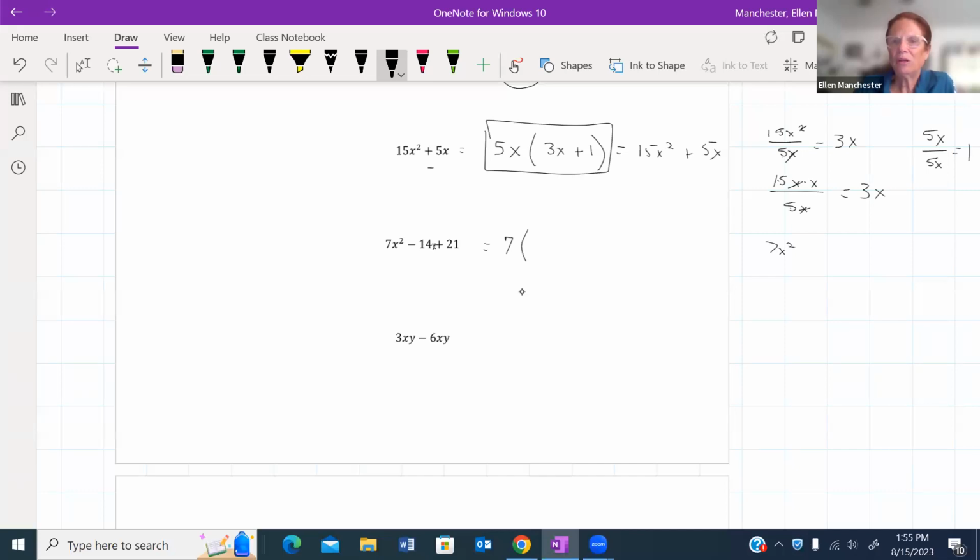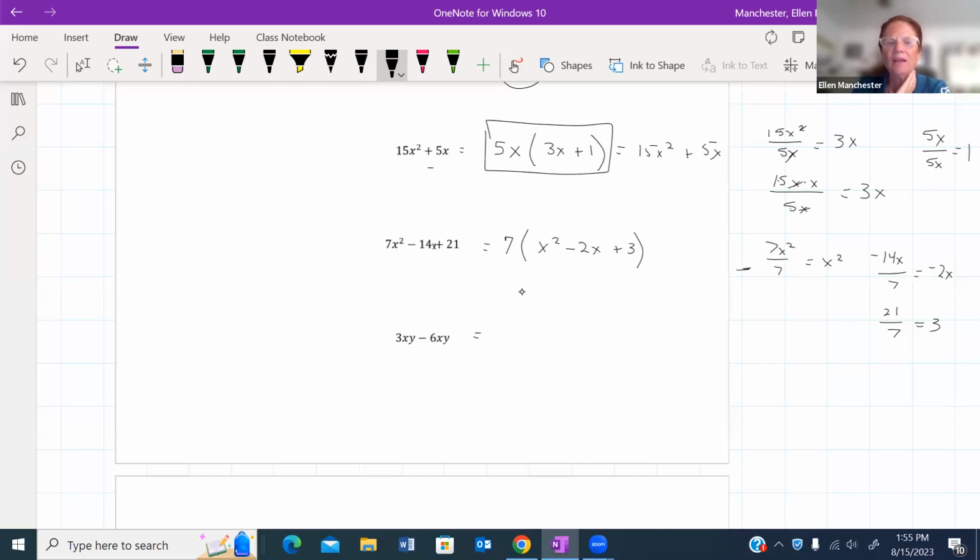So 7x squared divided by 7 is just x squared. Negative 14x divided by 7 is negative 2x. And 21 divided by 7 is 3. So you can write it down like I did over here on the side, or you can do it mentally, where you just divide out each part.